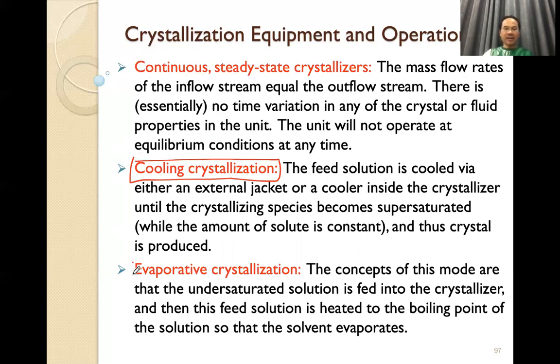And the second type of crystallization is evaporative crystallization. For this case, we can generate the supersaturated solution by evaporating the solvent out. If you evaporate solvent out, the solute concentration will increase, because the solute concentration is equal to the amount of solute divided by the amount of solvent plus solute. If the amount of solvent is decreased, concentration is increased until it leads to supersaturation. With the supersaturation, we can induce the crystallization. This is evaporative crystallization.